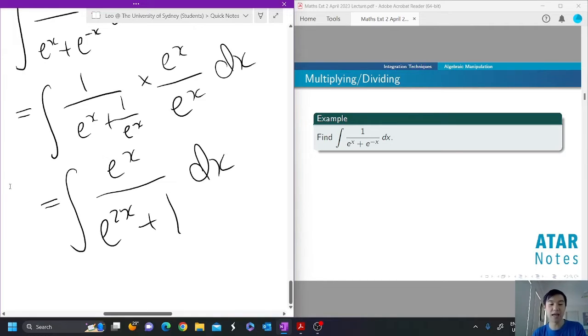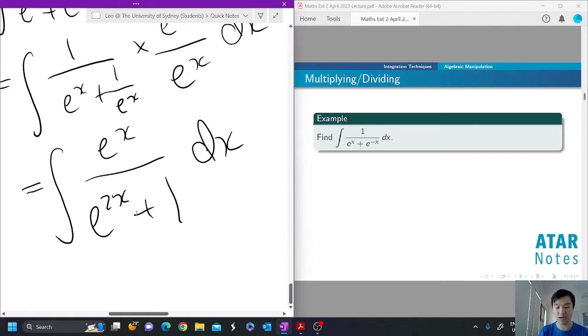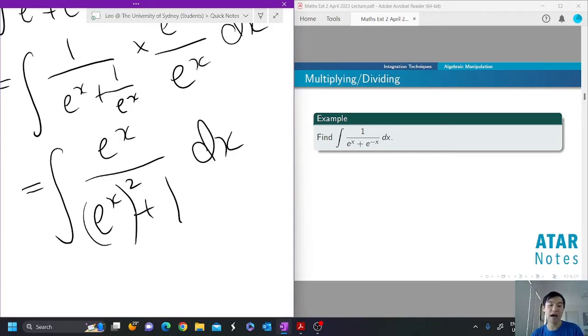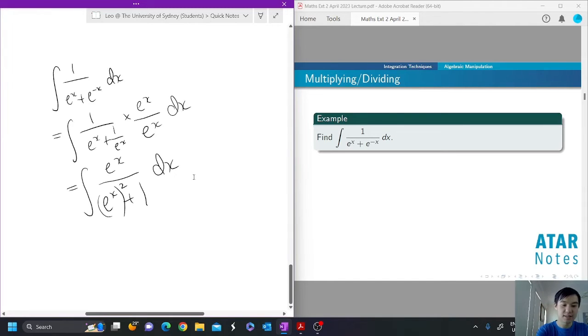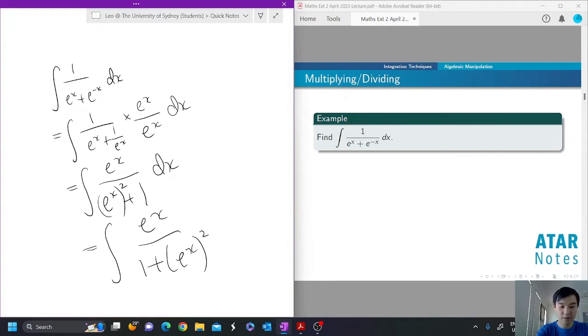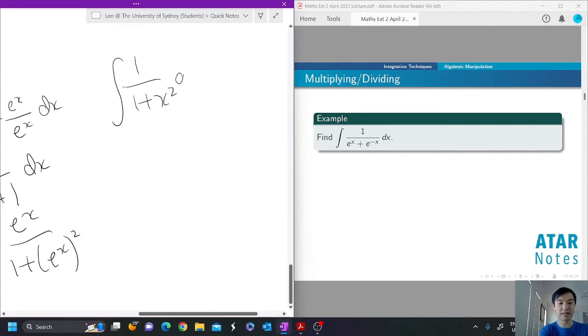Now, if I left it in this form, it might be a bit difficult for us to solve, but you need to remember that e to the power of 2x, as I expressed it earlier on, is the same thing as e to the power of x squared. You might be thinking that doesn't really help us, what was the significance of that? Well, if you take a closer look, this is the same thing as e to the power of x over 1 plus e to the power of x squared. Now, we know how to integrate 1 over 1 plus x squared because we know it leads to inverse tan x.